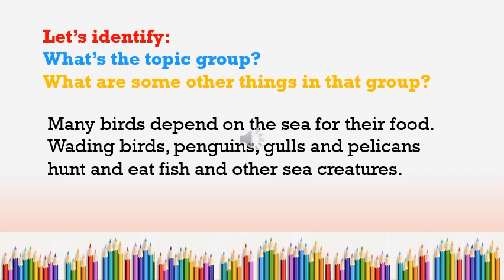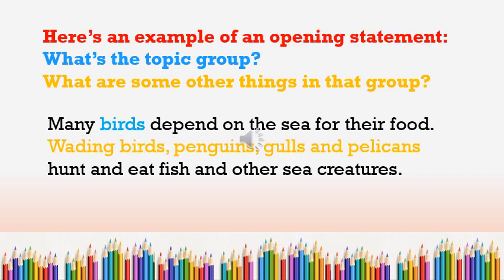Pause the slide now and have a think about if you can identify these two things, the topic group and some other things in that group. Once you've had a look and a think, go to the next slide and we'll see if you got it right. Well done if you could identify the two important parts of this opening statement. What's the topic group? Birds, specifically seabirds. And what are some other things in that group? That's right, wading birds, penguins, gulls, and pelicans.